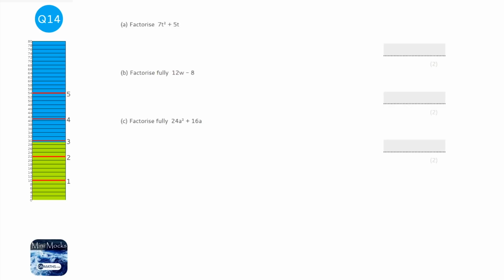Okay, factorise means put it into brackets. So looking at the first one, there's a t I can divide out of both of them. So I put t on the outside of the bracket, but there's no number because 7 and 5 don't have anything that goes into both of them. So I think, what do I times t by to get to 7t squared? Well, it's going to be 7t. And what do I times t by to get to 5t? Well, it's just going to be 5. You can check your answer by expanding the bracket to check it makes 7t squared plus 5t, which it does.